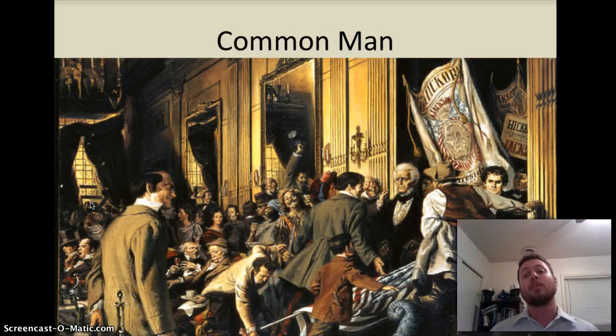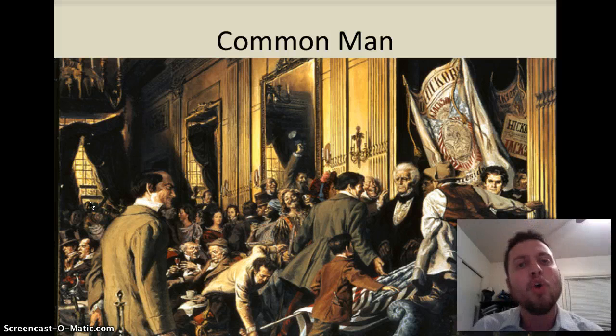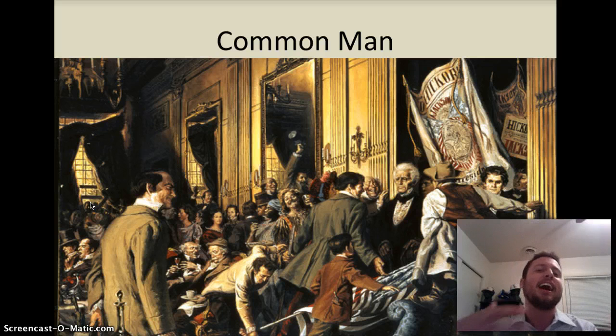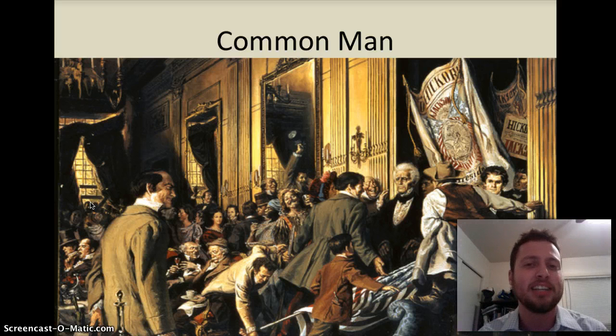Let's look at it. First of all, he got elected by the common man. Who is the common man? The common man would be a white male adult who doesn't own land. It used to be you had to own land to get the right to vote. The election of 1828, which is the election where Andrew Jackson wins, changes that. Property restrictions were eliminated, and these common men supported Andrew Jackson because they said, Action Jackson, he's one of us. We like old Hickory.